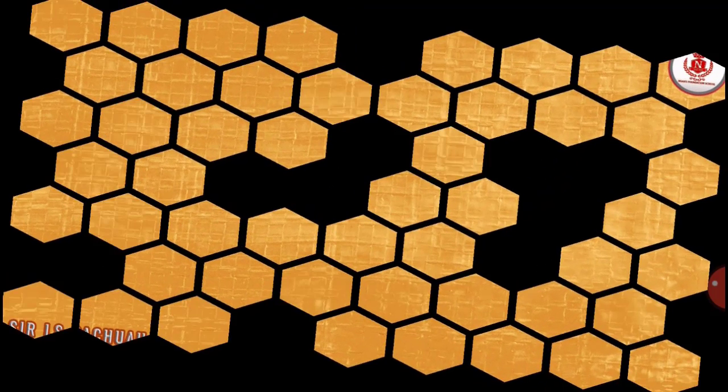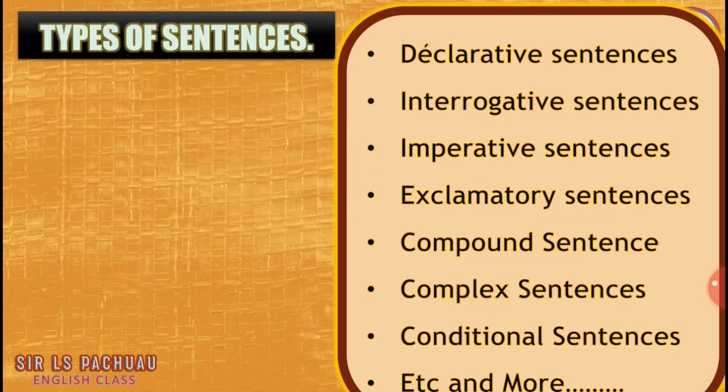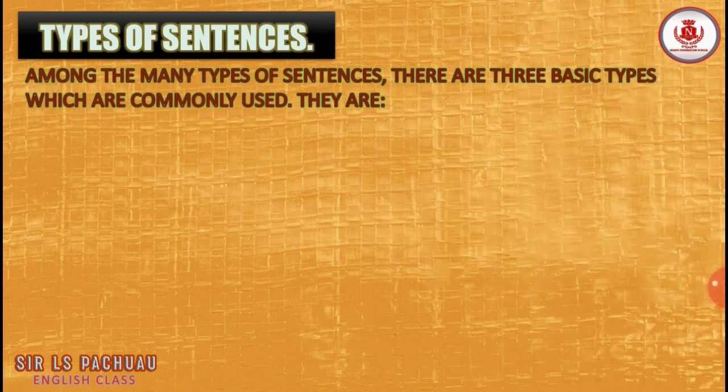So let's take a look at the types of sentences. We can have lots of types: declarative sentences, interrogative sentences, imperative sentences, exclamatory, compound, complex, conditional sentences, etc. But for now we are going to cover only the three basic types, which are commonly used among the many types of sentences. So we are going to cover that.